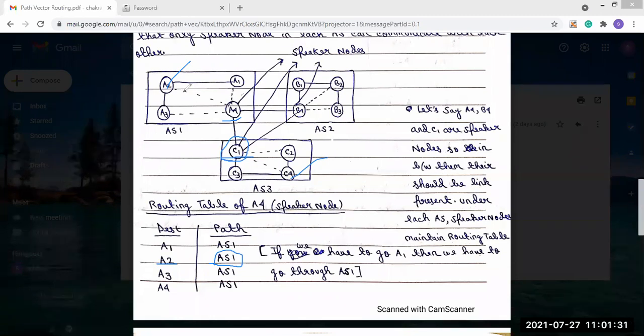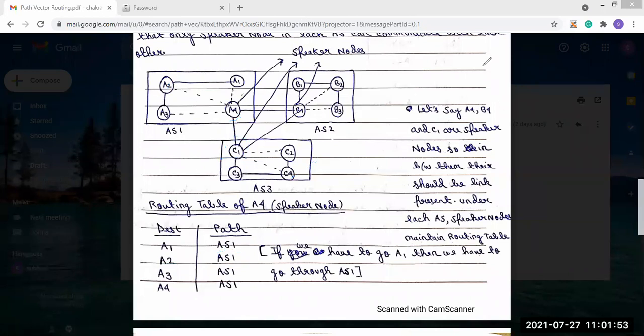Okay, clear? Dolly, is it clear? Yes, sir. Okay. So this is how communication should be made.